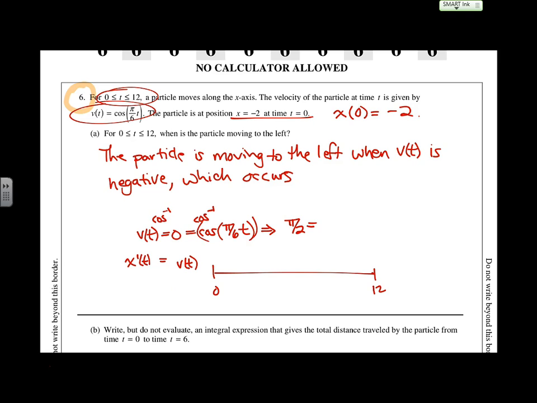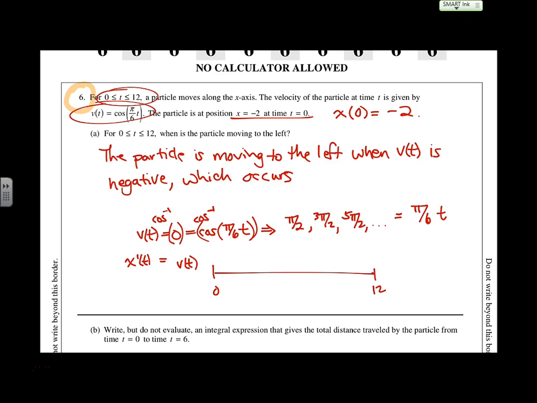I'm thinking a little bit beyond cosine inverse in the sense that starting at pi over 2, I can have a whole lot more. So pi over 2 is one place, which would be approximately 1.5-ish, right? I could say pi over 2, 3 pi over 2, 5 pi over 2, it's basically every pi over 2. And set that equal to pi over 6 t.